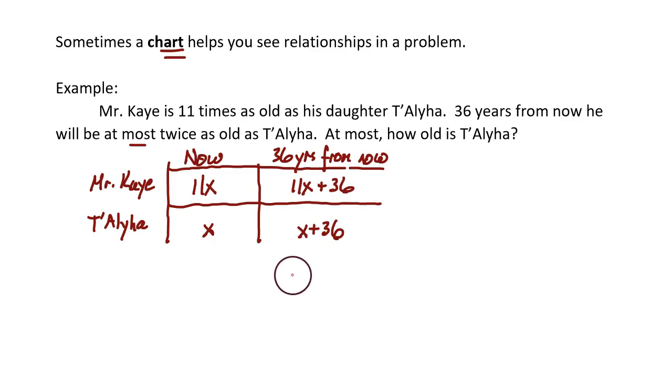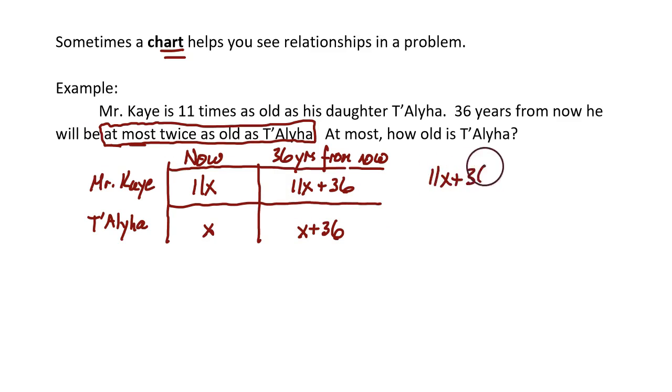Now let's create an open sentence with this information. The second sentence of the word problem says, in 36 years, Mr. K will be at most twice as old as Talia. That's the clue that we need to create our open sentence. Mr. K's age is at most twice Talia's age.